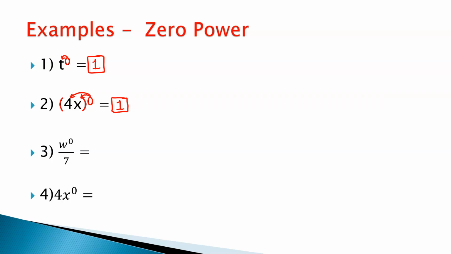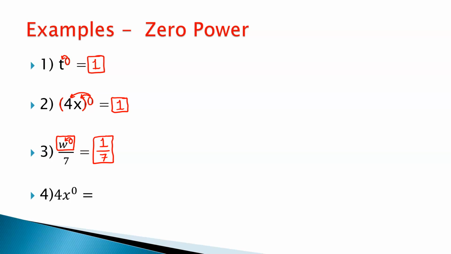For number 3, this is where it starts to get a little bit tricky. Who does that 0 belong to? It says w to the 0 power divided by 7. This 0 does not belong to the 7. It only belongs to this w. So this little section here, what's w to the 0 power? What's anything to the 0 power? That is going to be 1. Can I do anything with the 7? Nope. I'm just going to drag it over. This is now 1 over 7. So again, just because you see a 0 doesn't mean your answer will always be 1. That section, that piece, is what's going to turn into a 1.